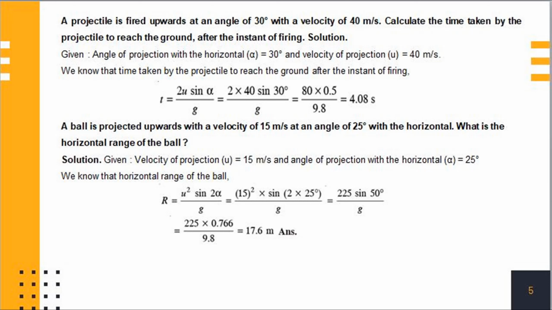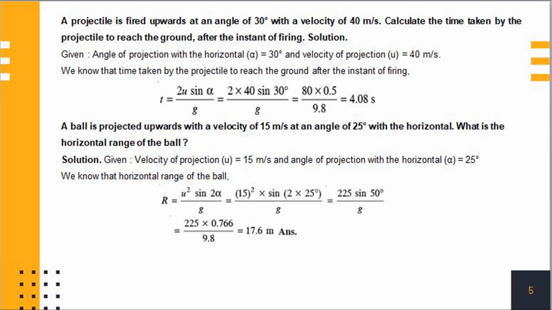Now, second problem. A ball is projected upward with a velocity of 15 meter per second at an angle of 25 degree with the horizontal. What is the horizontal range of the ball? In this problem, given entities are velocity of projection u is equal to 15 meter per second and angle of projection with horizontal alpha is equal to 25 degree.